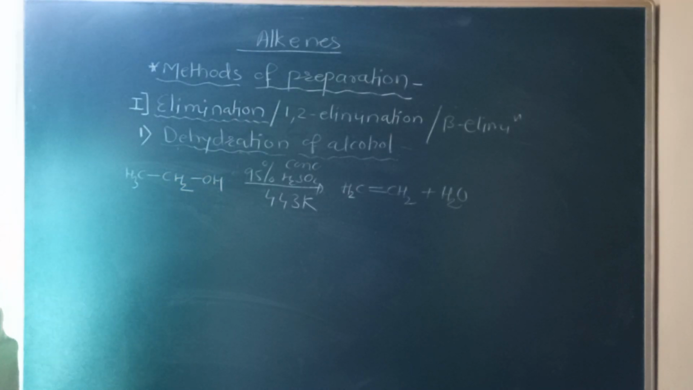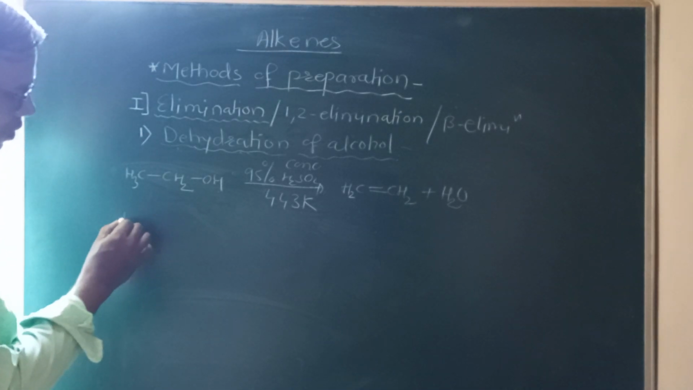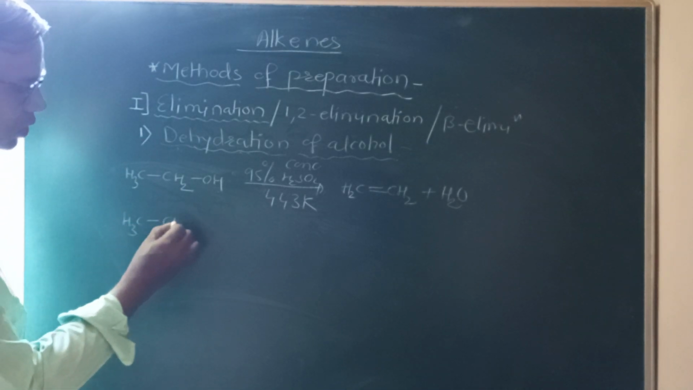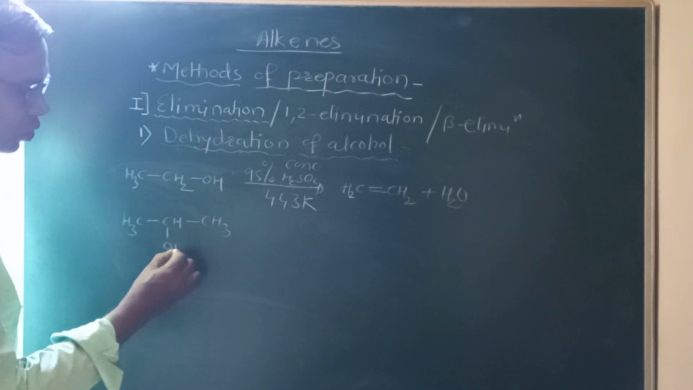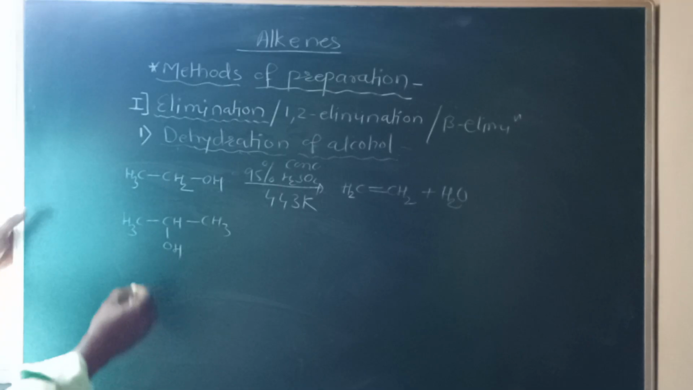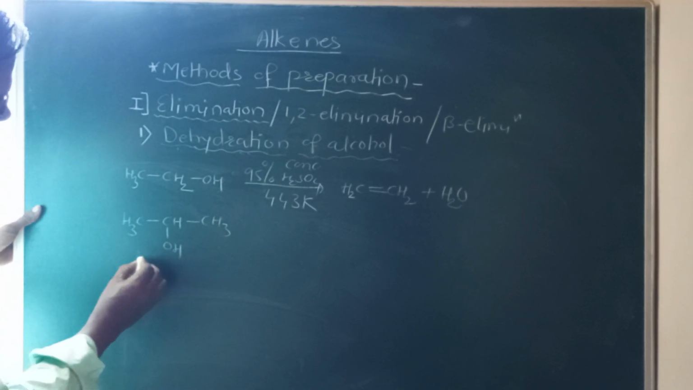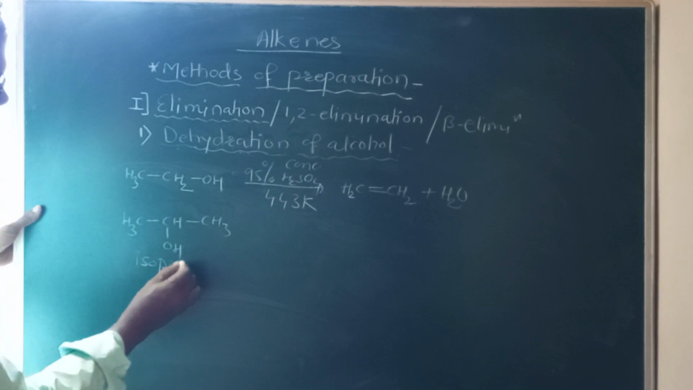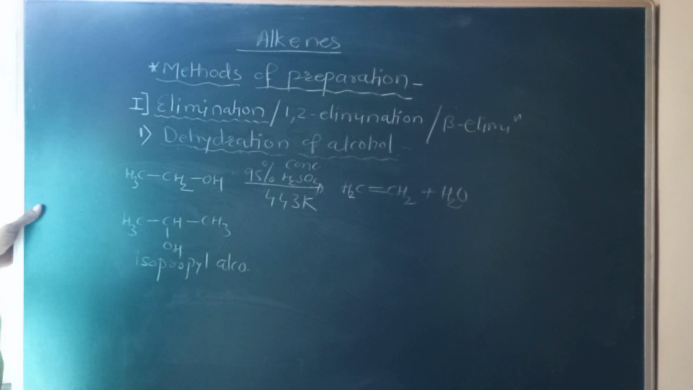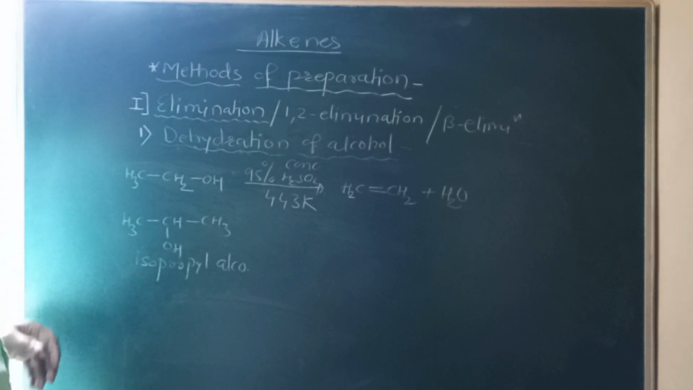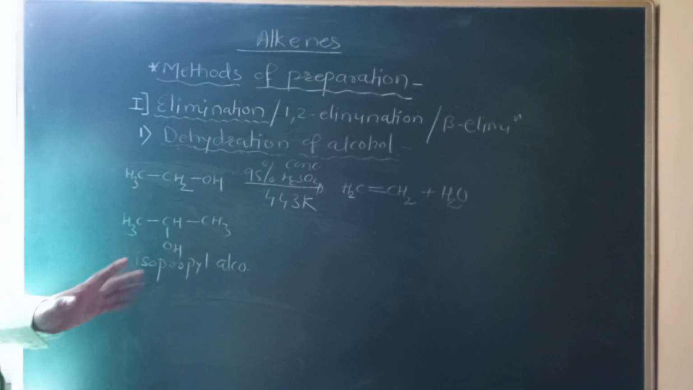Now, if I use here this alcohol, CH3, CH, then CH3, and OH, this alcohol is known as isopropyl alcohol. That is propan-2-ol. That is secondary propyl alcohol.